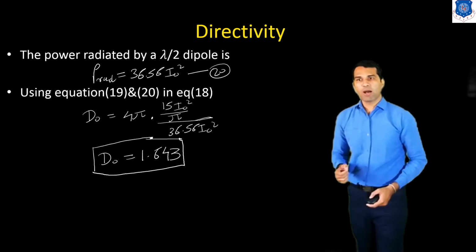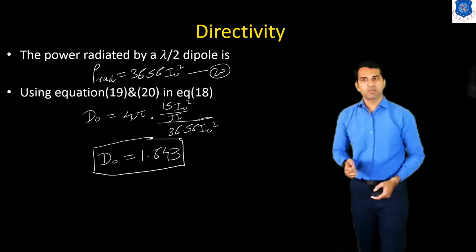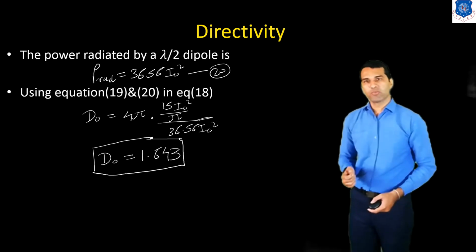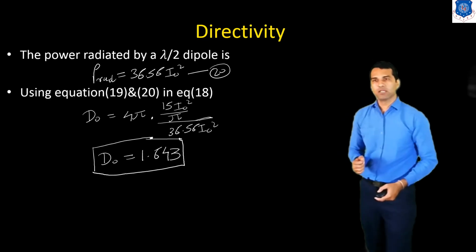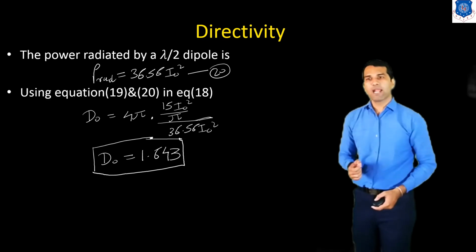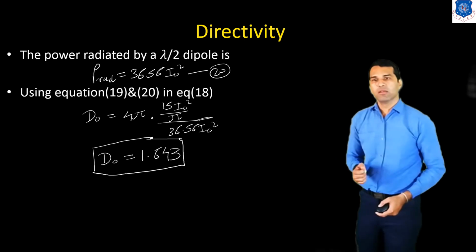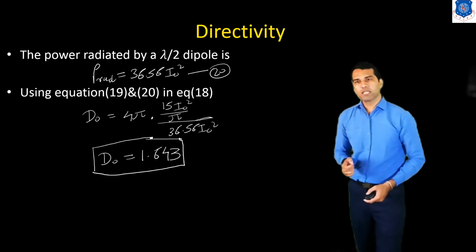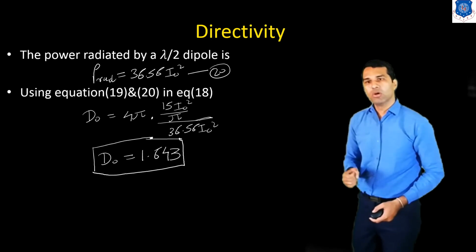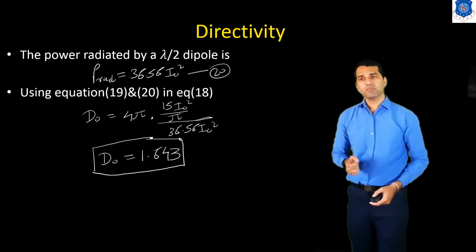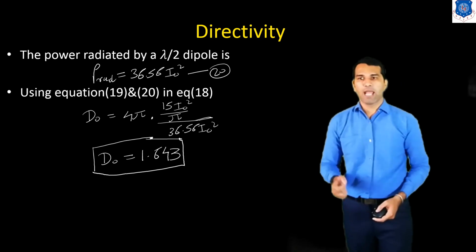Now we also have the power radiation equation. P radiated for the lambda by 2 dipole is 36.56 I0 square. So now we have two values, the power radiated and the maximum intensity. So we can find the directivity D0 is equal to 4 pi into (15 I0 square upon pi) upon 36.56 I0 square. Finally, we get the directivity D0 equal to 1.643. This is the value of the directivity D0 for the half wave dipole antenna.